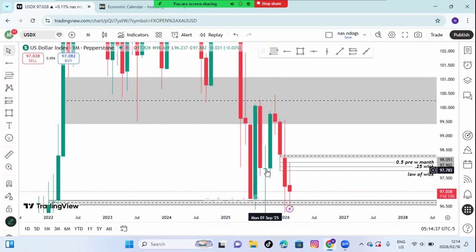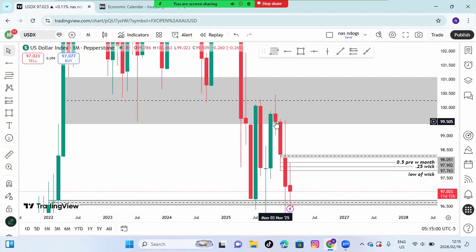It goes down, comes back here, gets above CE, or 50% of the fair value gap, but can't close there. It closes here, right? It went there, but it can't close there. So it's closing here. So it's telling us something here, that it's weak.